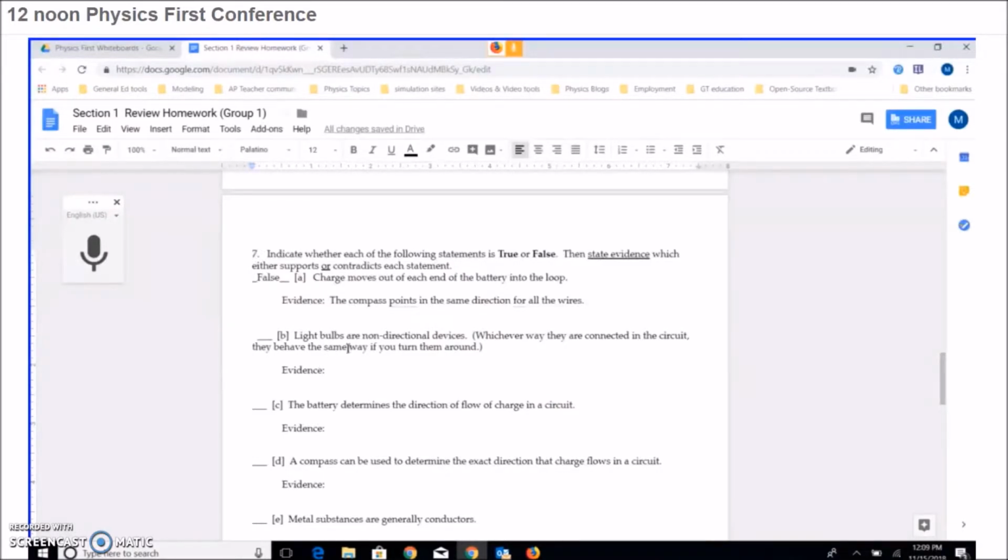Okay. Part B, it says light bulbs are non-directional. What that means, non-directional, means whichever way they're connected in the circuit, they behave the same way. They turn on. True or false? True. That's right.